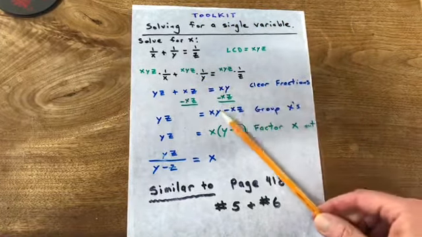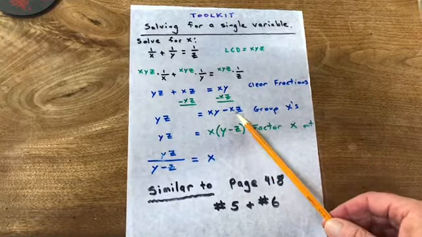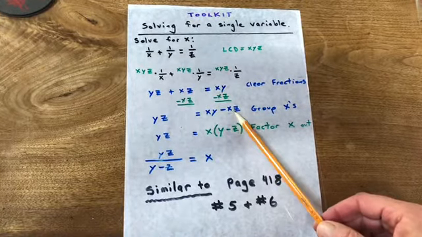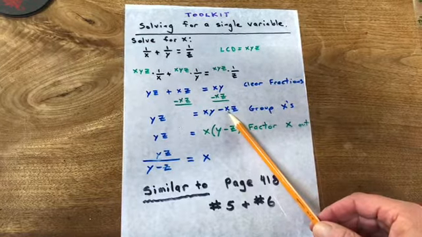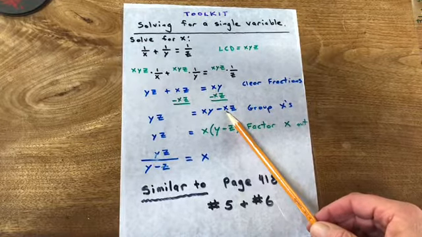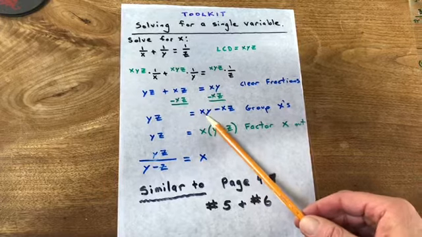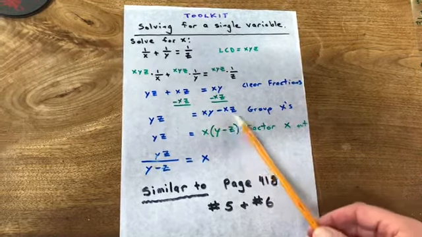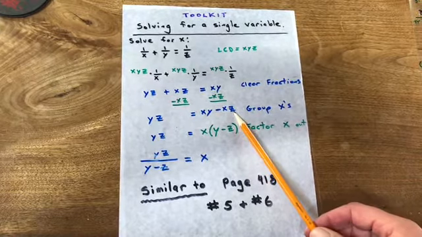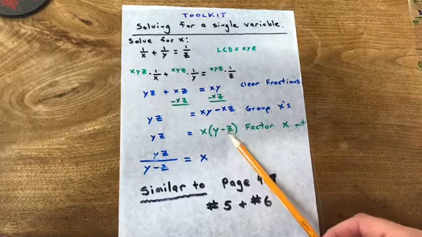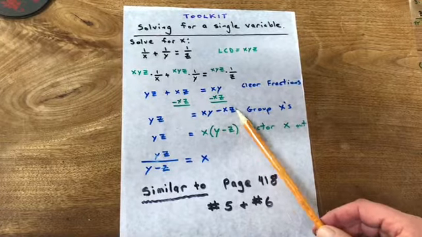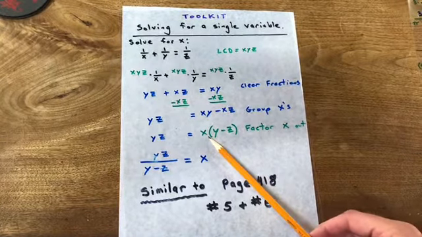Notice how I've grouped all the x terms. All the terms that have an x are on one side. Could be left, could be right. Now, we'll factor that x out. X comes out of here. X times y gives you xy. X comes out of this term. X times negative z gives you minus xz. You factored out the x.